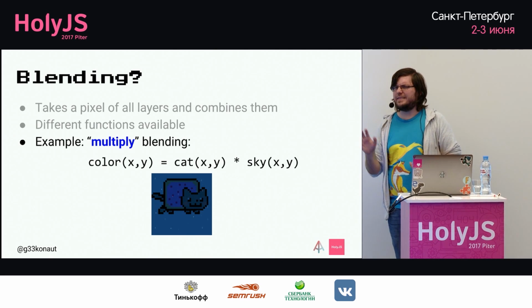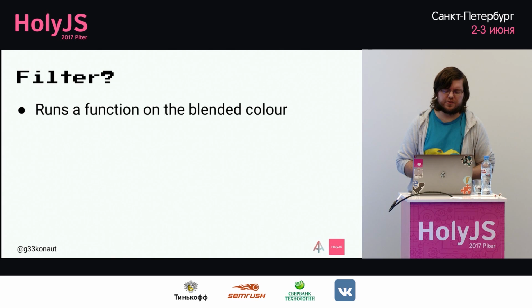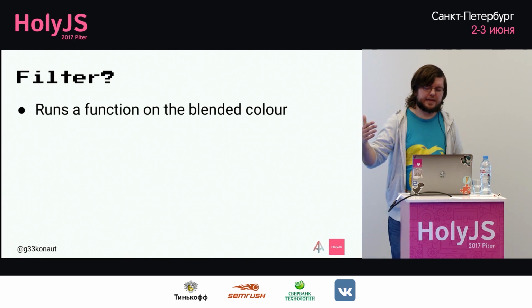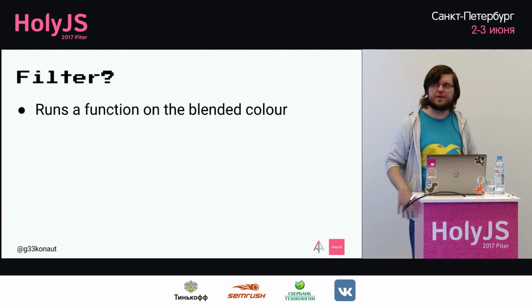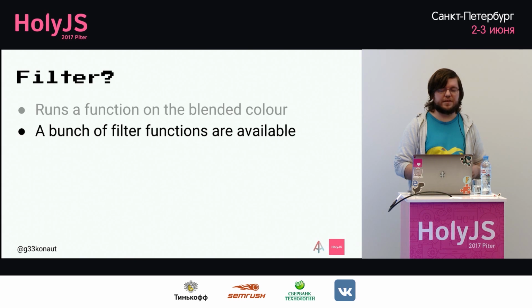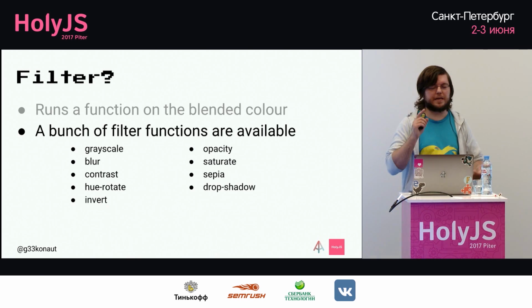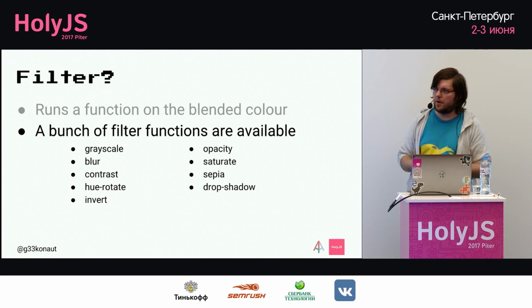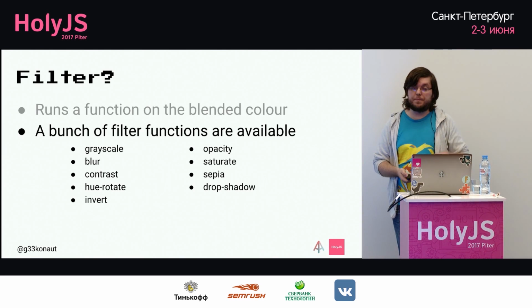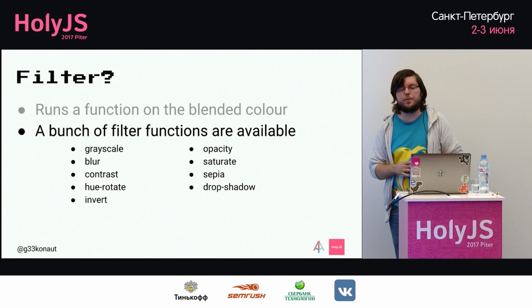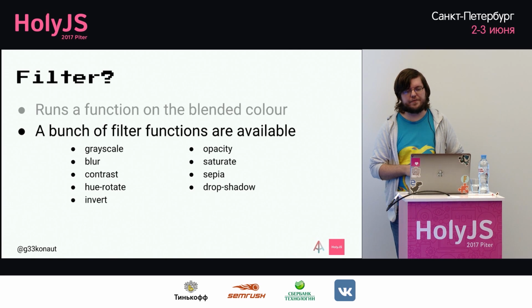So we can just use any of these equations. There's like 16-ish equations in CSS. And then we basically get this blended color, and then we run another function over it. There's a bunch of them available. Those are the ones that are available. We can make it grayscale, we can blur it, we can change the contrast, all that kind of stuff. We can make it sepia, we can have a drop shadow, all these wonderful filters.